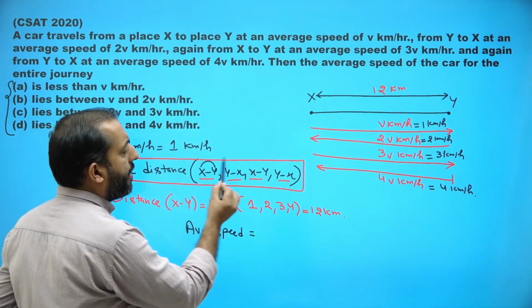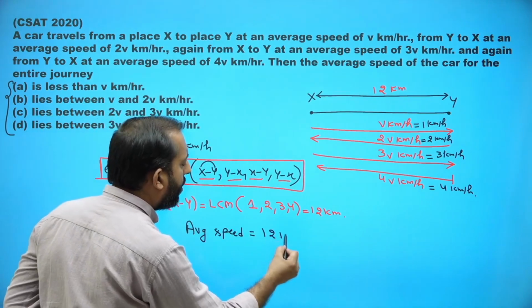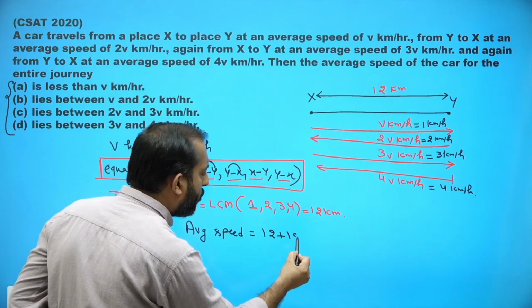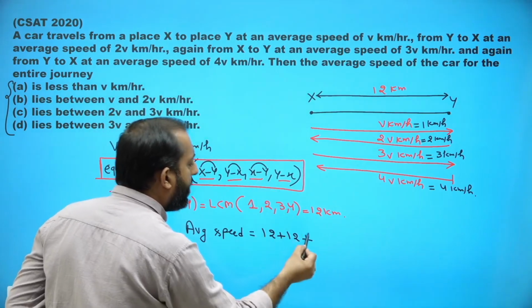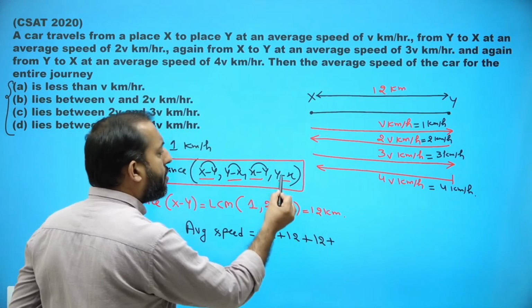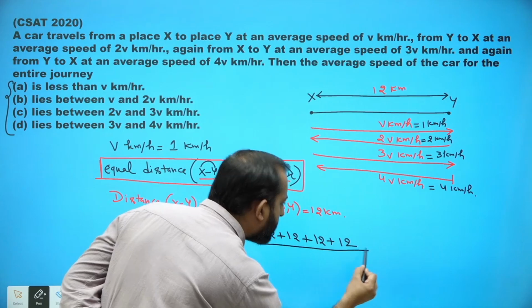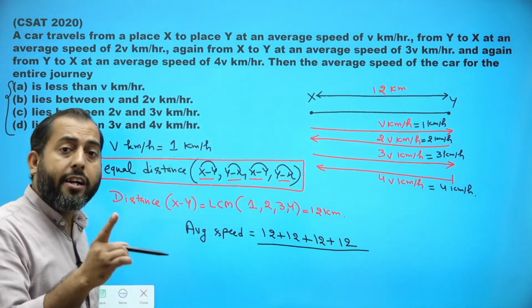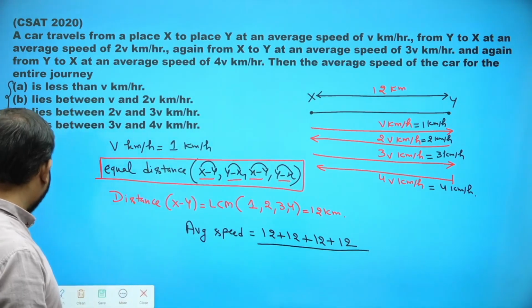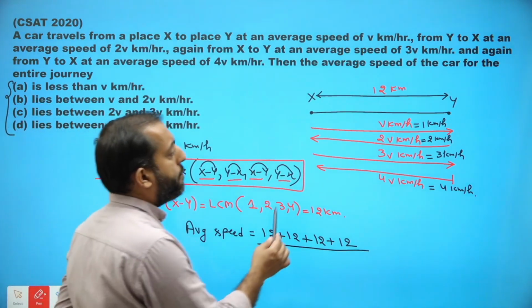X to y is 12. Y to x is also 12. Then x to y is also 12. Then y to x is also 12. So what is this? This is the total distance traveled by the car divided by the total time taken.